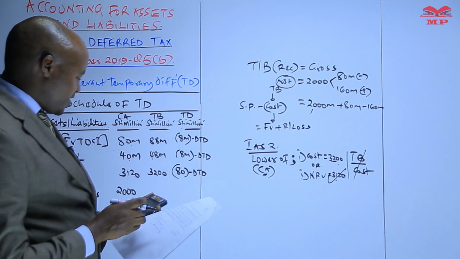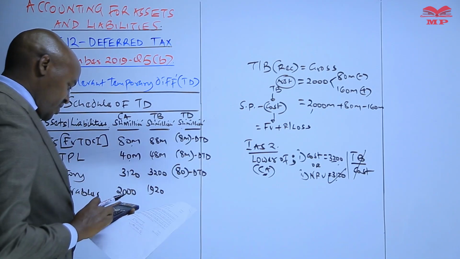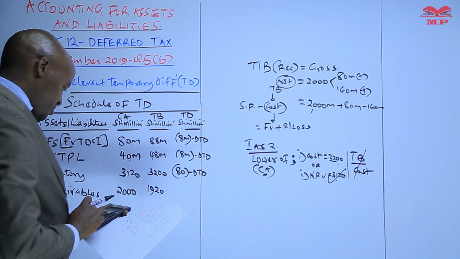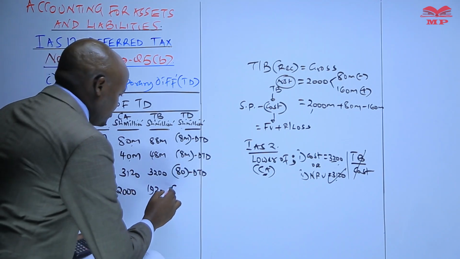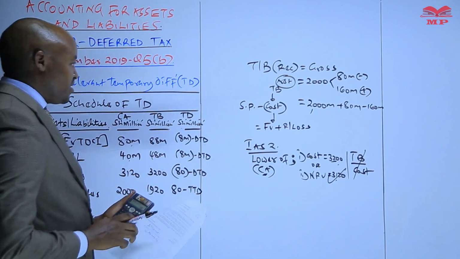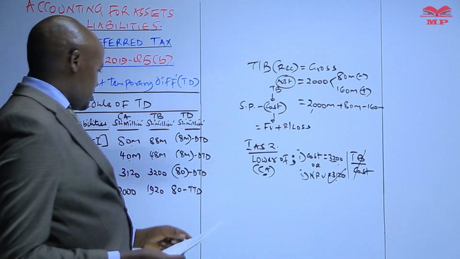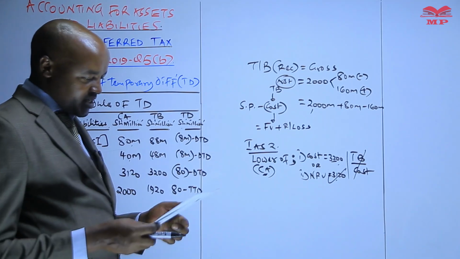160, and that will give us 1920. Yes, so we get the difference, 2000 minus 1920, which will give us positive 80, which is a taxable temporary difference. Taxable temporary difference. So that's how we determine the tax base. So let's move to the other item.